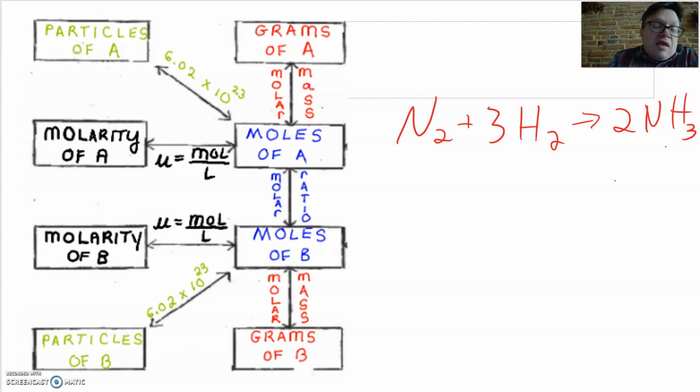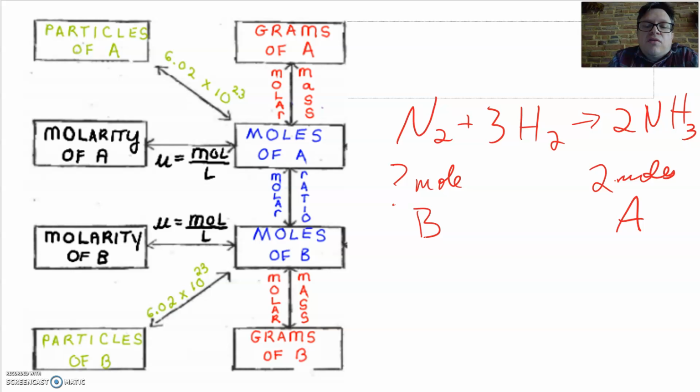So say, like I was just mentioning, you want to make 2 moles of ammonia. How many moles of nitrogen would you need for that? Well, that makes ammonia substance A, because that's what you're starting with, and nitrogen substance B. Figuring out which one's A and B doesn't matter. So that means we're going to go from moles of A to moles of B, and our conversion factor is the molar ratio.